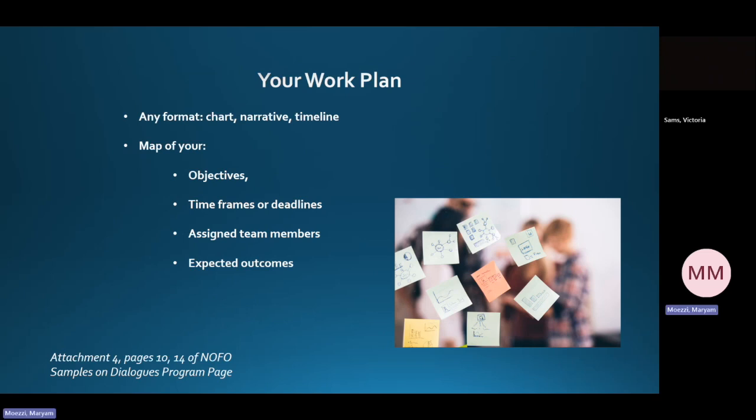Beyond the narrative section of your proposal, you will also need to consider your work plan, which is attachment 4 of your application. Your work plan can be in any format, a chart or a narrative or a timeline. You should use this document to map your objectives, timeframes or deadlines, assign team members, and expected outcomes.